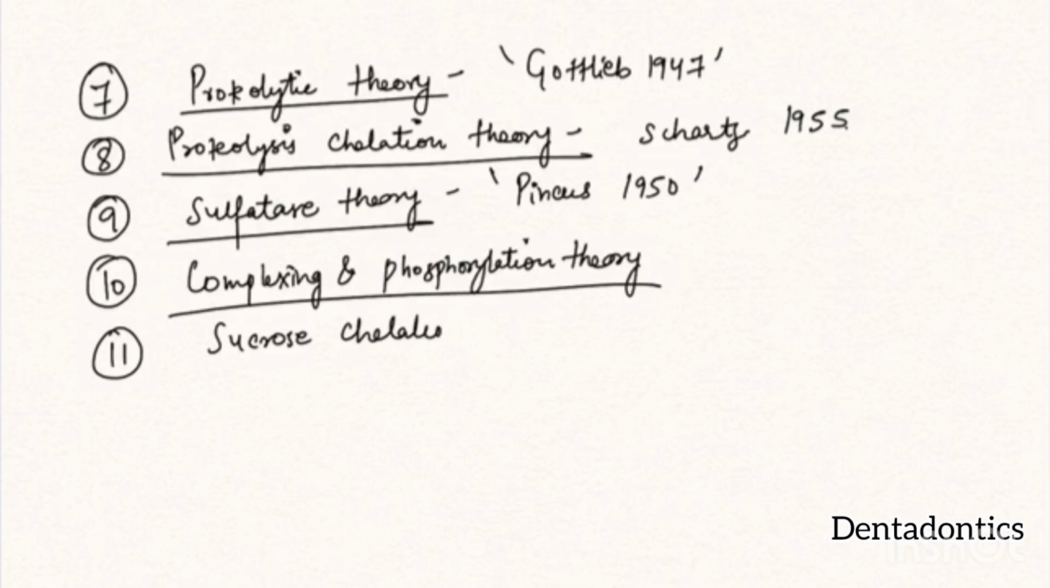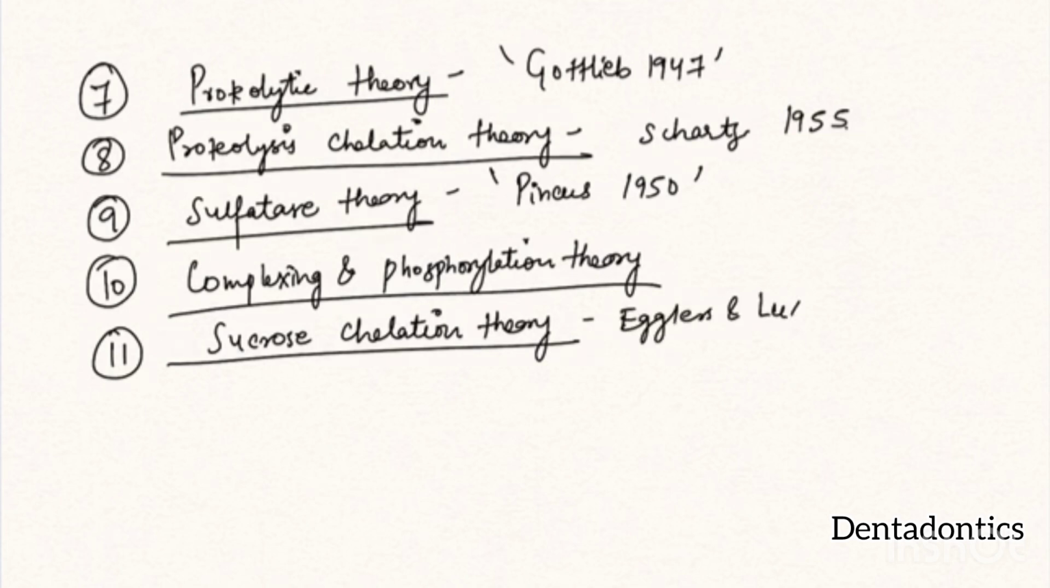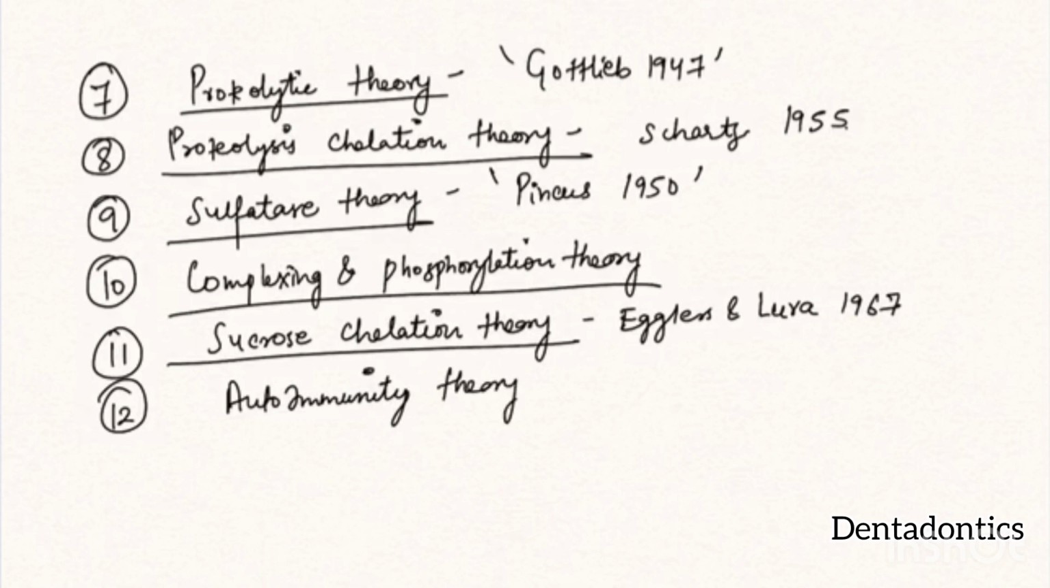Then the last theory is the autoimmunity theory, which stated that the body immunity is responsible for the development of dental caries. So this was all about the development of caries based on different theories and assumptions. Different authors had given different models which explain the process of caries. So we will discuss now different caries models.